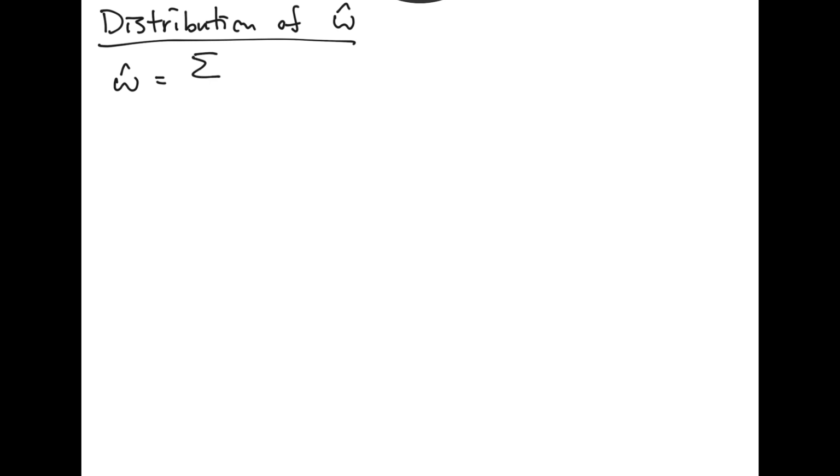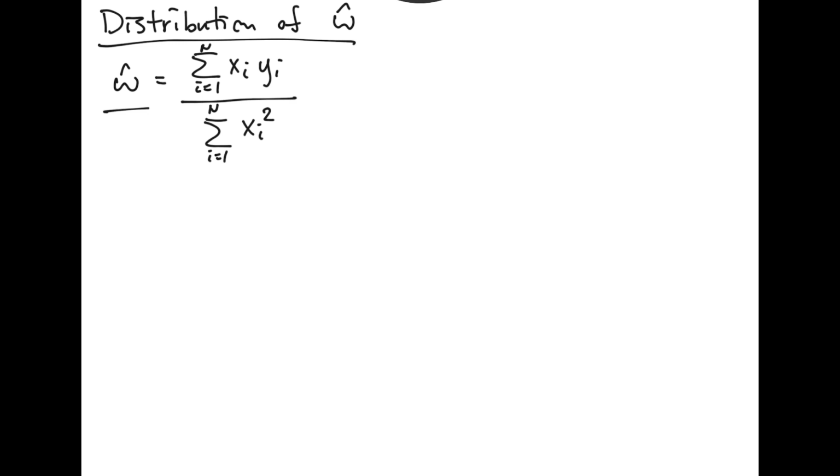So the next thing we'd like to do is solve for the distribution of w hat. In order to do this, let's write down the title first: Distribution of w hat. And we'll write down what w hat is again. So w hat is equal to the sum for i going from 1 up to n of x_i y_i, divided by the sum for i going from 1 up to n of x_i squared. So we want to know the distribution of this.